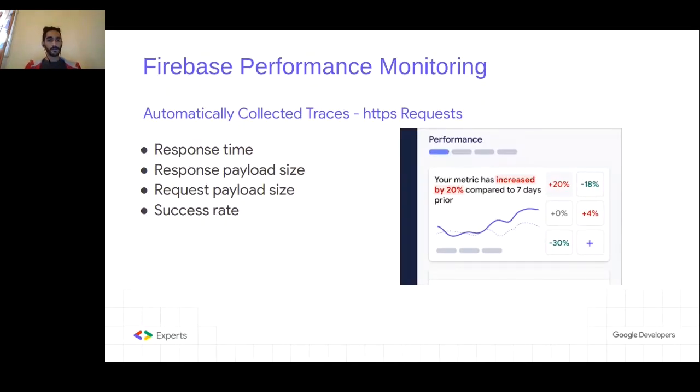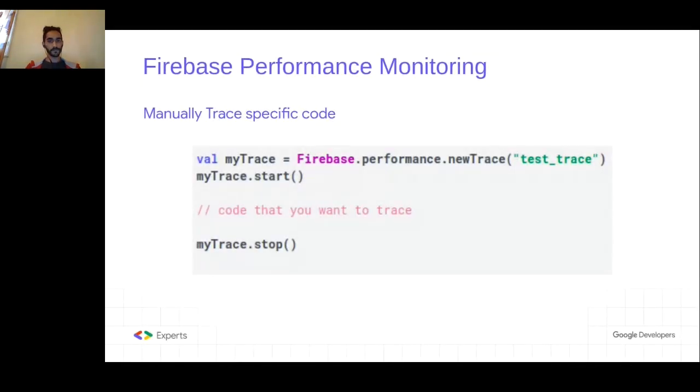Another one that is also automatically collected is HTTPS requests. So if your app is doing HTTPS requests using the OkHttp library or even the Java connection class, Firebase will try to log those as well. So for each request, you'll be able to see the response time, the response payload size, the request payload size, and also the success rate. So those should help you figure out what's happening with your HTTPS requests.